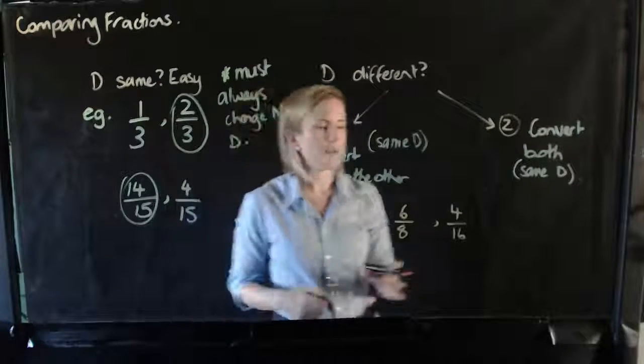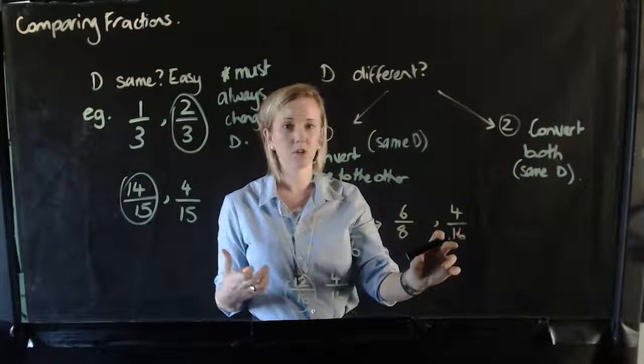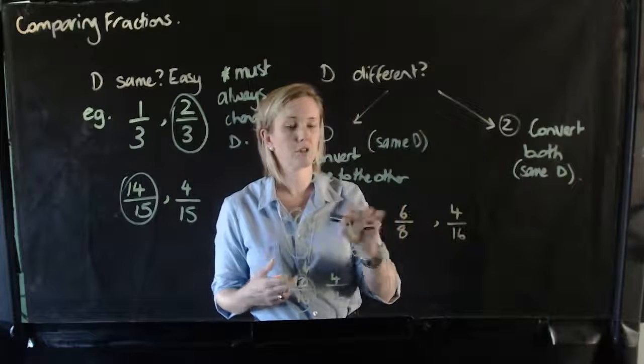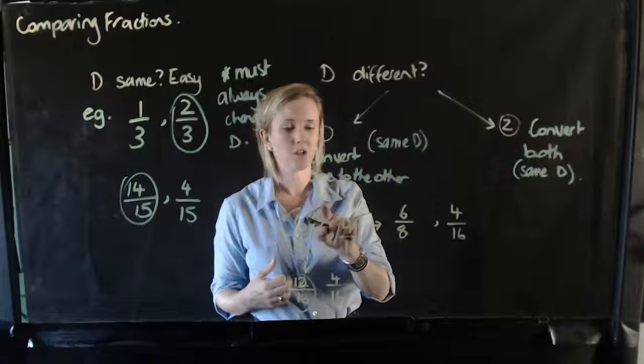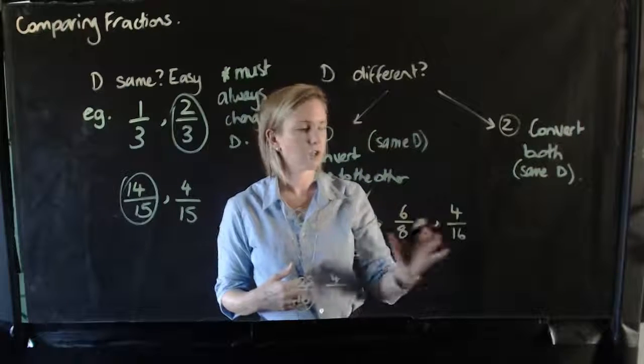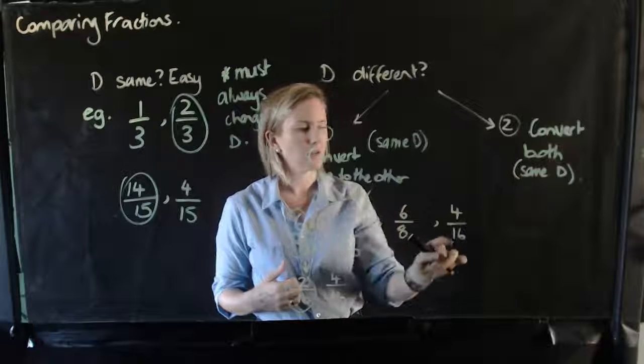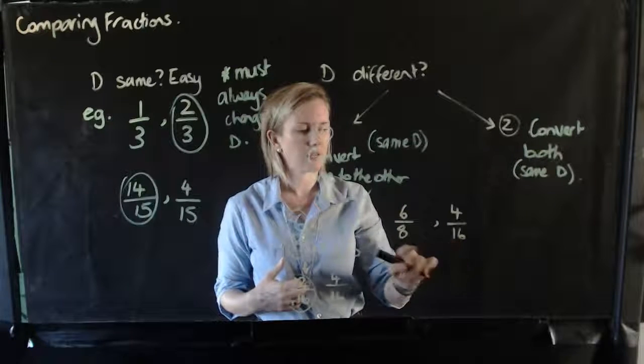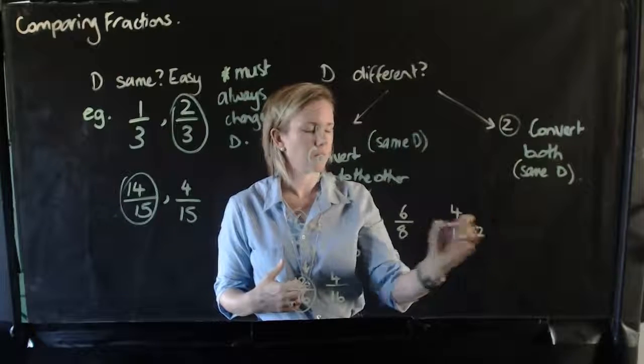Okay, so I can actually change this one to be smaller as well. Remember I said two ways you could do it, convert one fraction to the other. You can do it by timesing, which we've already done, or you can do it by dividing. So I'll show you how to divide here. It's really easy. You've just got to think, well, how do I get 16 to become 8? I divide it by 2.